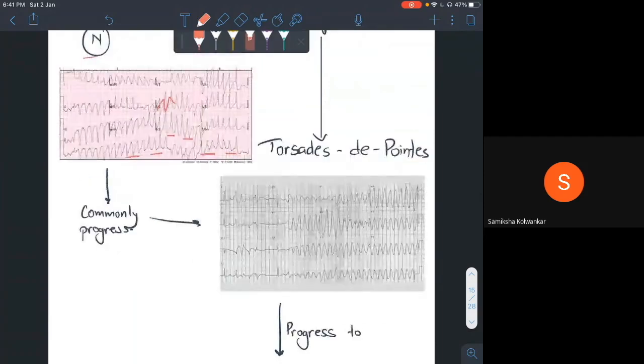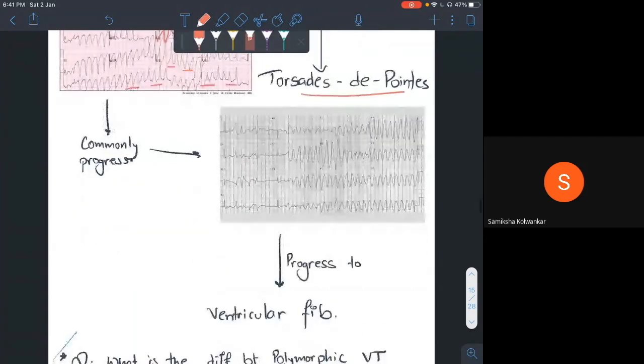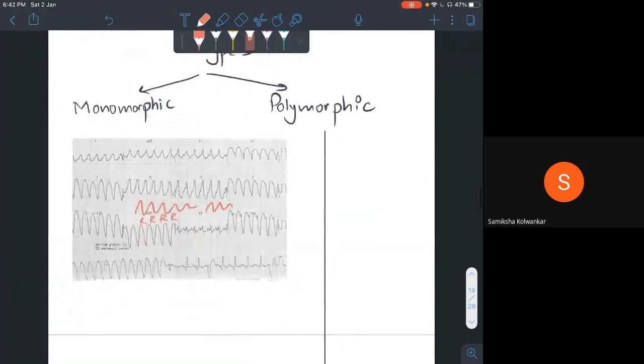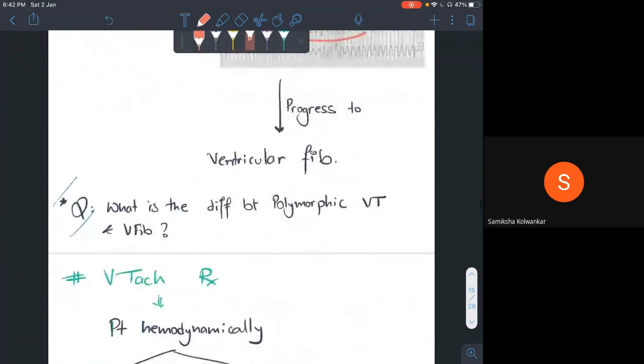Usually this progresses into torsade de pointes. Torsade de pointes is basically French for twisting of the points. So it forms spindle shaped amplitude changes, right? Right now the amplitude is low, then it gets high, then it goes low again. But it's basically pretty similar to a monomorphic ventricular tachycardia. This usually progresses into ventricular fibrillation, which is basically just this. There's almost no activity, just randomness all across.